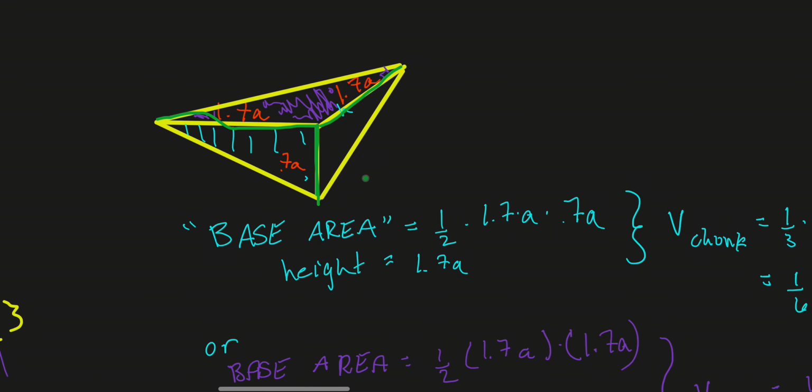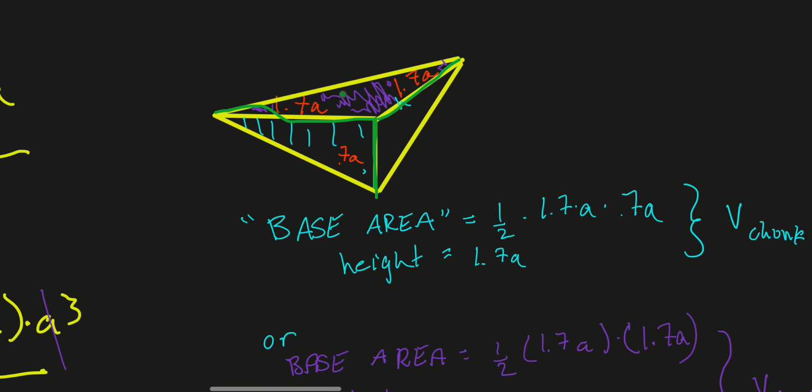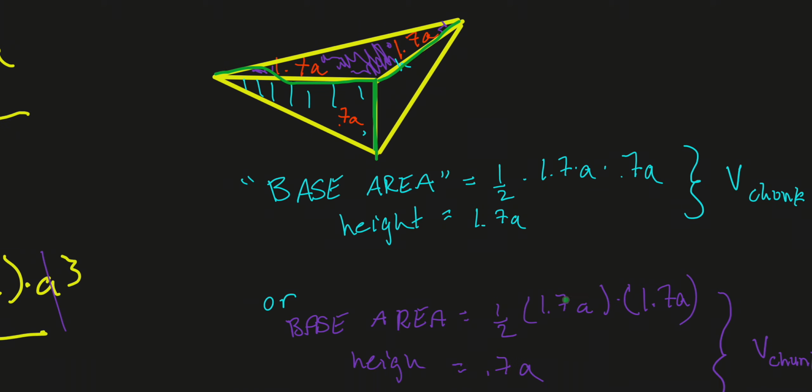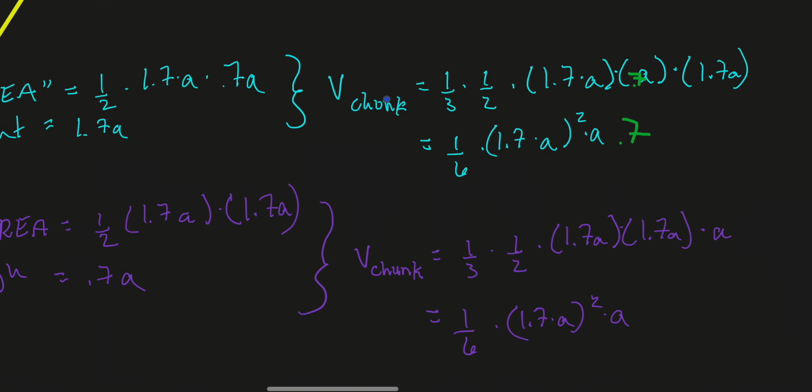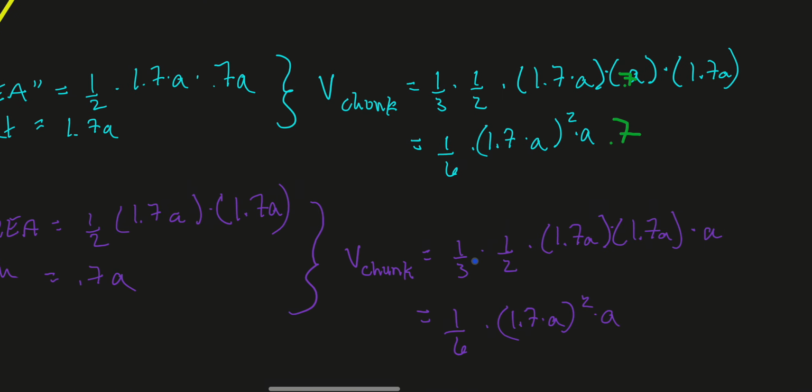Now let's say you happen to consider the top portion here as the base area. Well, that's still another triangle. Its area would be 1/2, and it would have a base length of 1.7a and a base height of 1.7a. And then technically the height of that pyramid would be in this direction here, and that would be 0.7a. Putting it all together, the volume of that chunk, if we went this route, would be 1/3 times 1/2 times 1.7a times 1.7a times 0.7a. Man, I keep forgetting that.